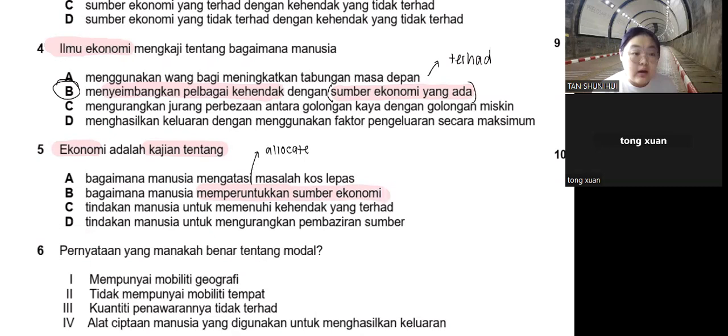You see, they say bagaimana mengatasi masalah kos lepas. We don't menyelesai masalah kos lepas. We menyelesai masalah ekonomi. Alright. You see, tindakan manusia yang memenuhi kehendak yang terhad. Do you have limited ones? No. Okay. Kenya. That's why these 2 answers are not valid. Okay. Are you good?